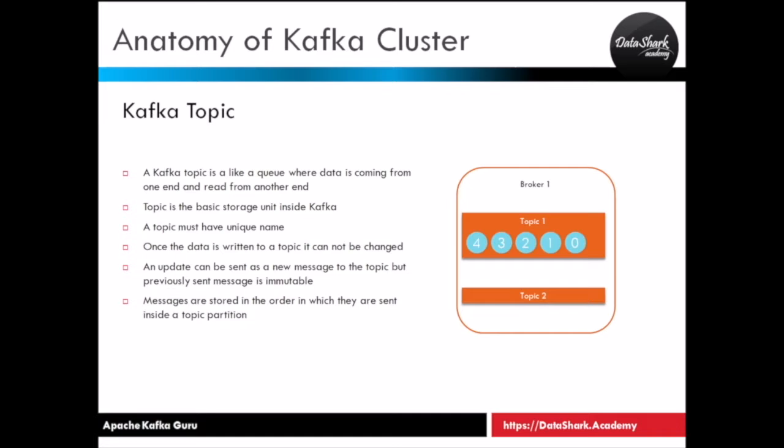Alright, so just to recap, a broker is a server inside a Kafka cluster, and within a broker you can have one or more topics. Topics are the basic storage unit where the data packets are stored. Alright, and they are stored in the order in which they are received. But when you read, there is no guarantee of the ordering. When you are reading from multiple consumers, they will read in parallel, and so there's no guarantee of the order.